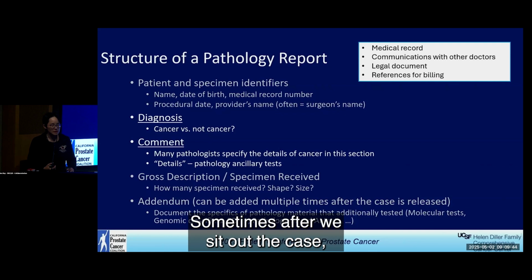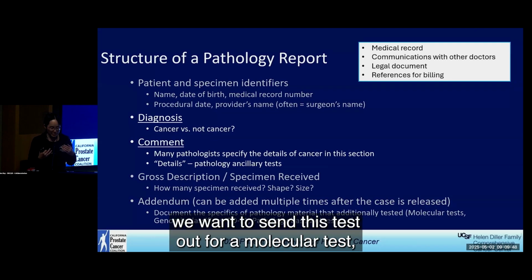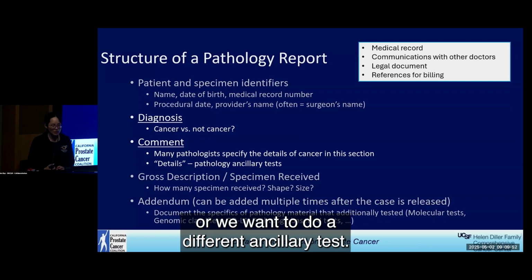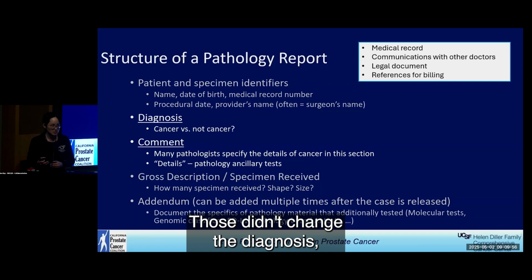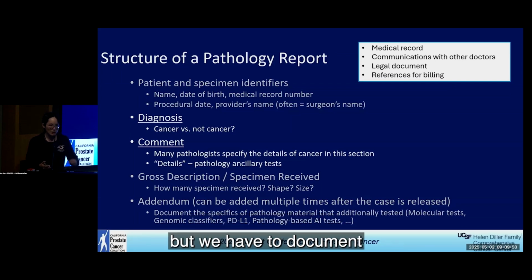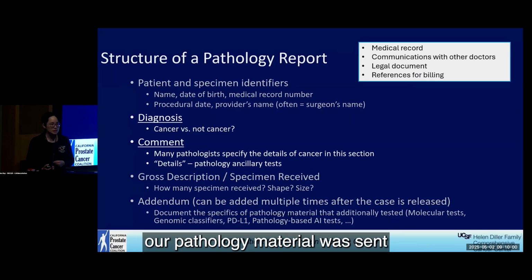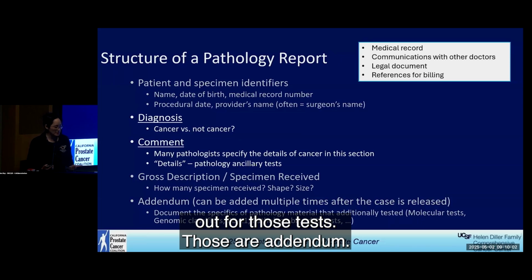And finally, the addendum. Sometimes after we sign out the case, we decide we want to send this test out for a molecular test, or we want to do a different ancillary test. Those don't change the diagnosis, but we have to document that our pathology material was sent out for those tests. Those are addenda.